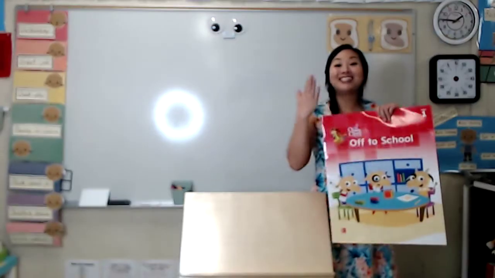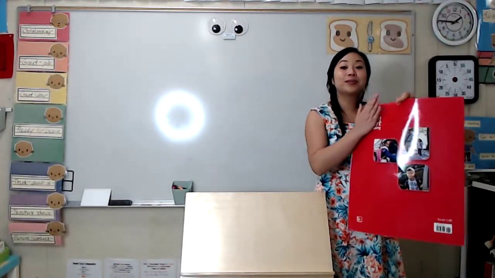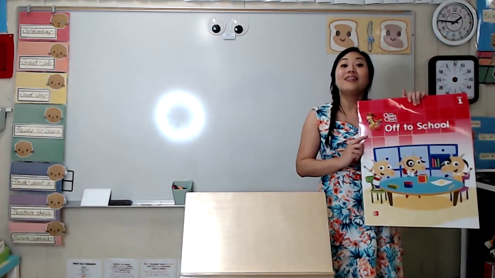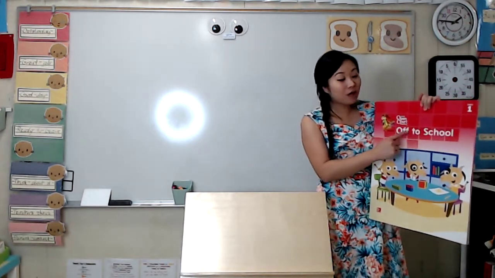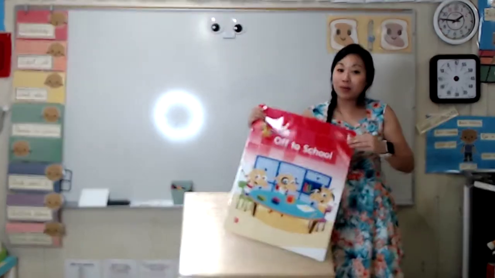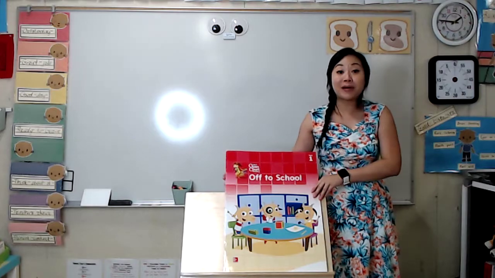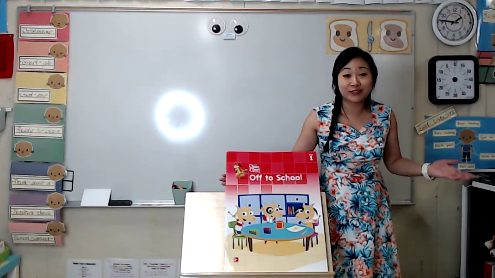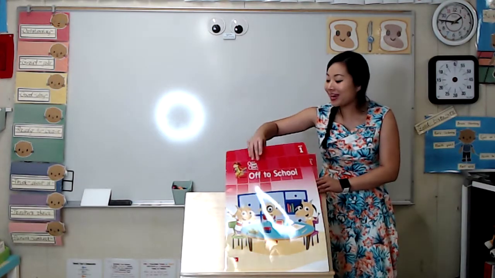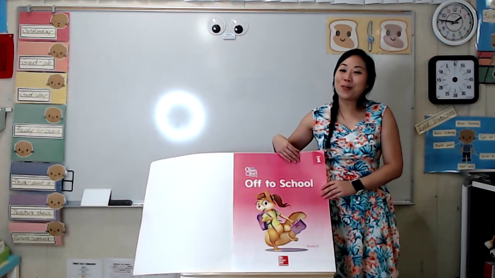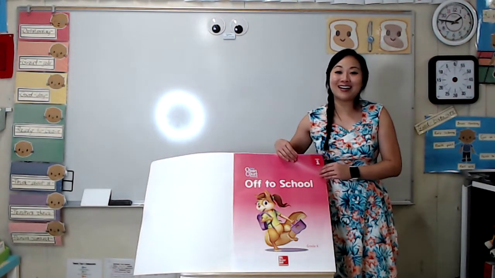And again, friends, this is the front cover, back cover, and the title. The title of this book is Off to School, and this is the spine. Now remember, this big book is special because it doesn't just have one story, it has a whole bunch of stories. And when I open it up, I see the title page. That's just to remind you of the title in case you forgot.